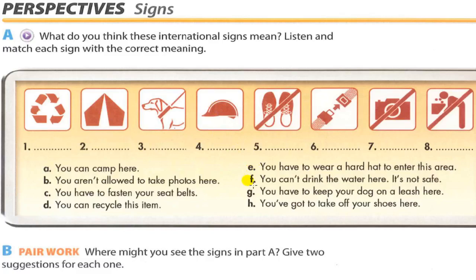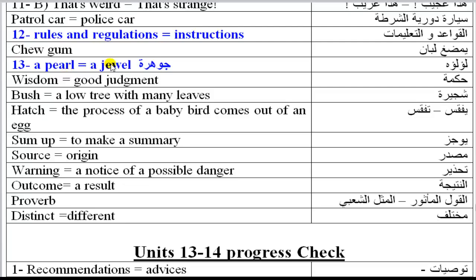Cool. A pearl? A jewel. Wisdom. Good judgment. Bush. A low tree with many leaves. Hatch. The process of a baby bird comes out of an egg.